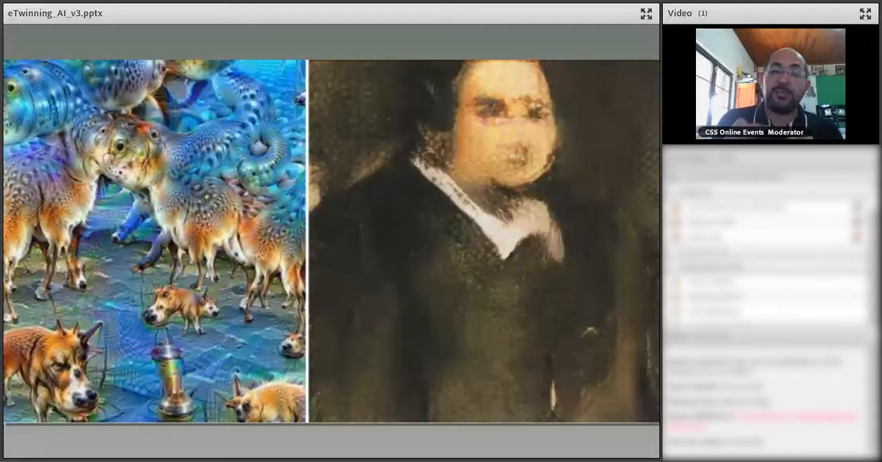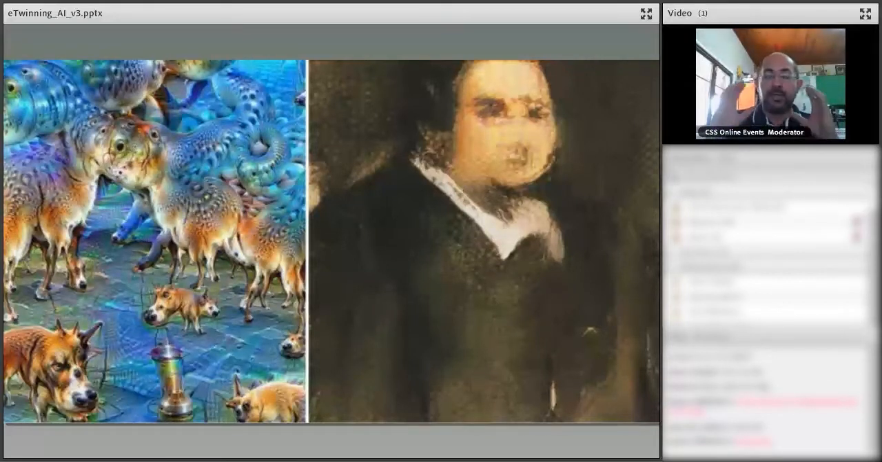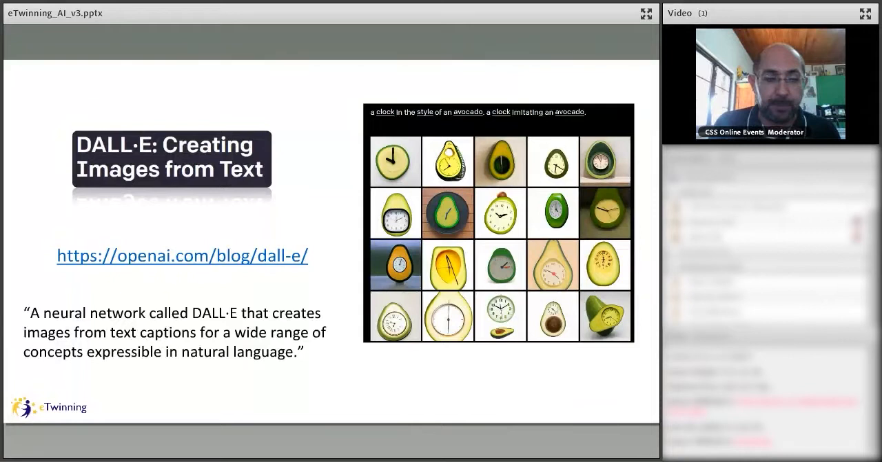And the question here is, who does this painting belong to? To the AI that created it, to the person that created the algorithm, to the person that used the algorithm? So as you can see, lots of questions, lots of things around this that make us think and reflect about all these new contexts and all these new realities.